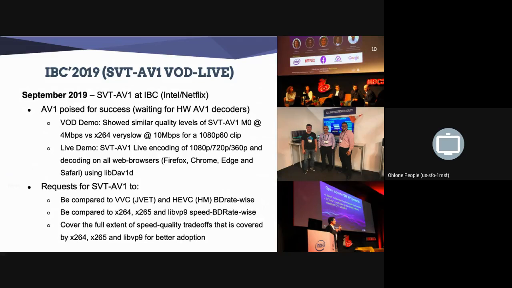Also at IBC 2019, we were able to show the capability of SVT Everyone to be used for VOD kind of application by comparing it versus x264 very slow mode at 10 megabits per second for 1080p60, and also the capability of using SVT for real-time kind of application by having a full pipeline where we use SVT Everyone live encoding from a 1080p, 720p, and 360p stack, and decoding on all web browsers like Firefox, Chrome, Edge, and Safari using libdav1d.